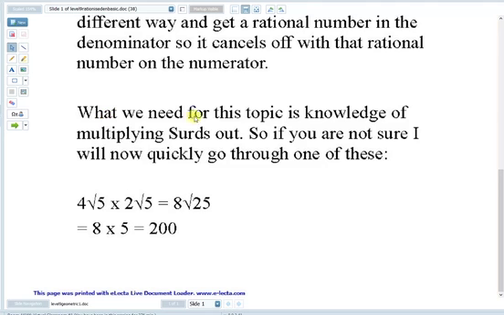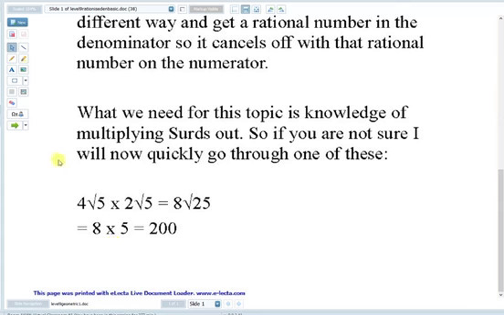So what we need for this topic is knowledge of multiplying surds out. So if you are not sure, I will now quickly go through one of these. So what we've got here is 4 root 5 times 2 root 5. So what we do is we times the two numbers together, so that's 4 times 2, and that's the two numbers at the beginning. You think about it like 2x times 4x. You times the 2 and the 4 together, and then the x and the x together.